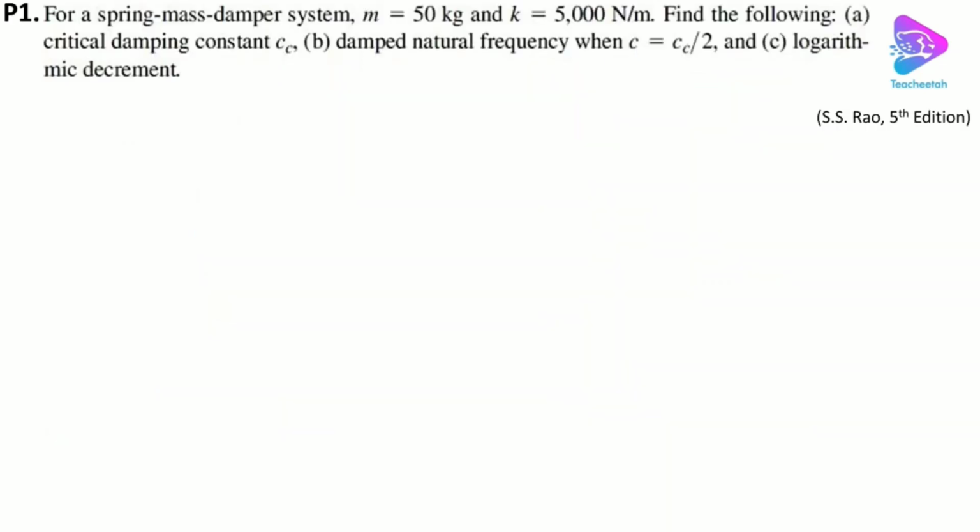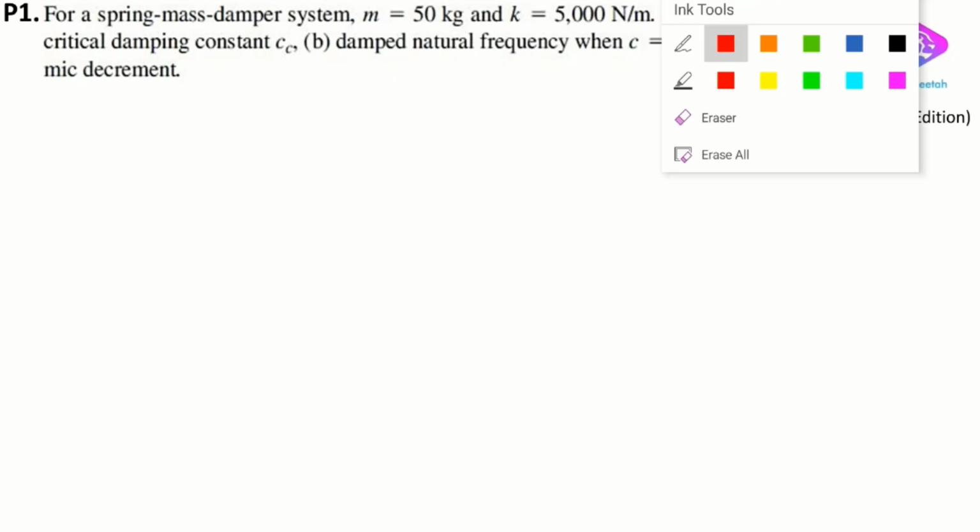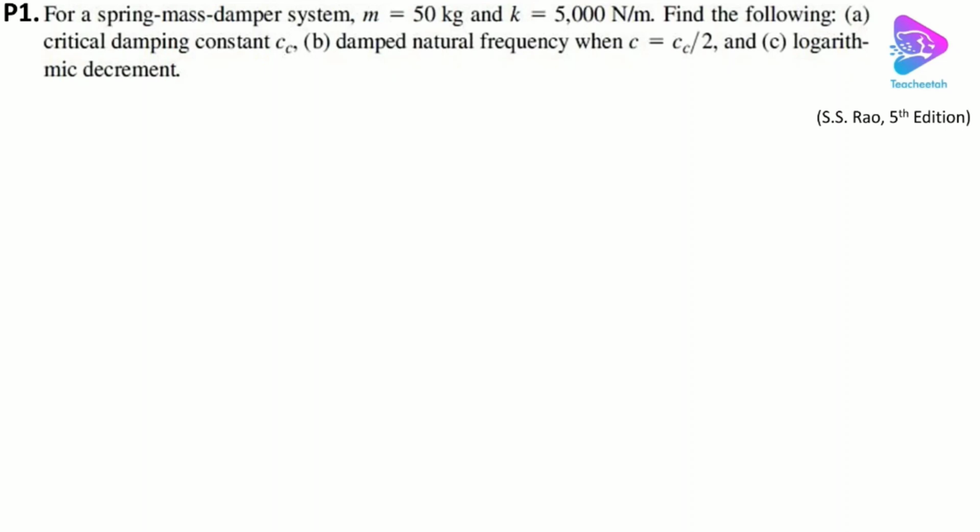So let's begin. This is the first example we have for today, and as you can see from the problem statement, we have a spring mass damping system, which means that we have something like this, right? So we have a viscous damping C, stiffness K, and the mass M, and we know the values of M and K. The question for part A is asking to find the critical damping constant, C critical.